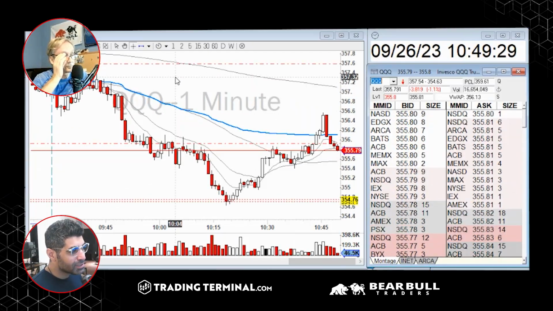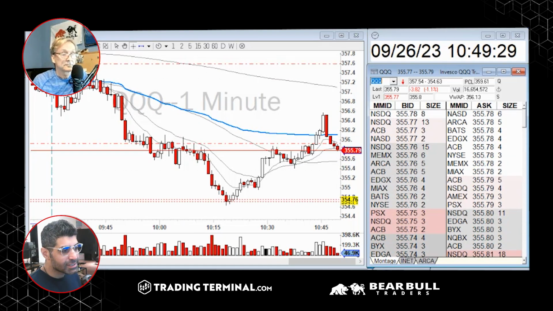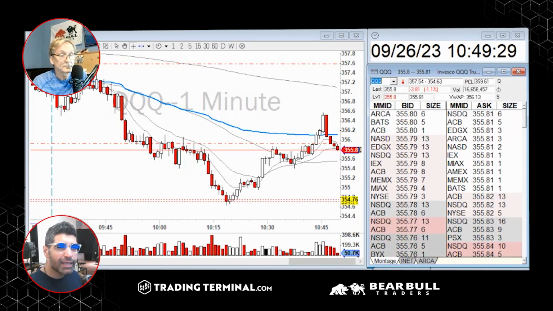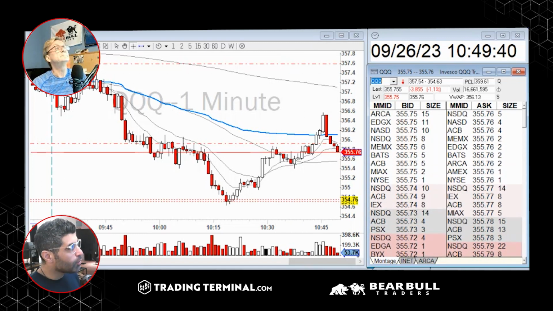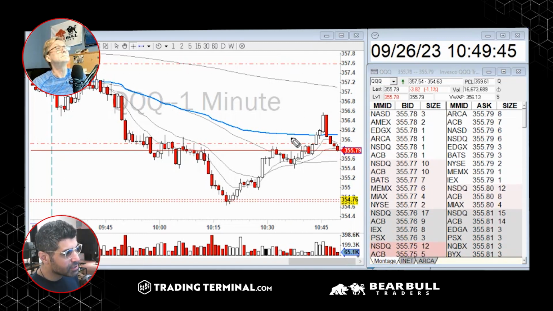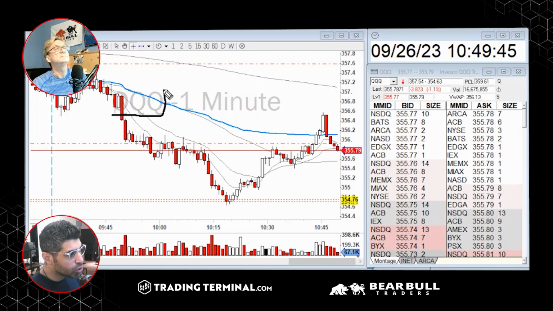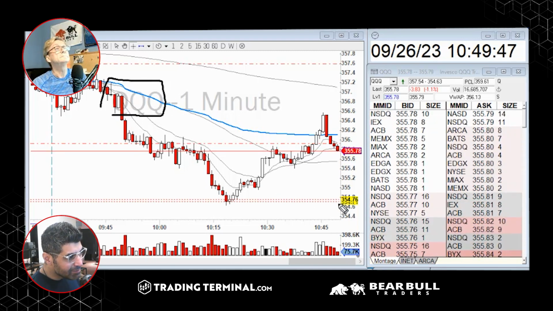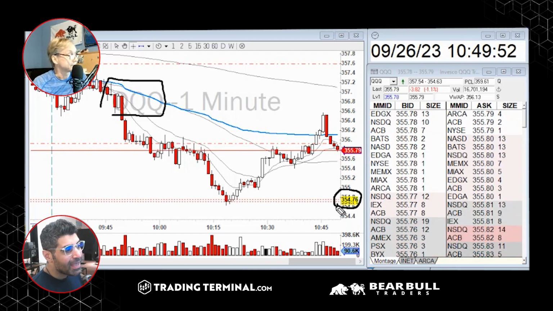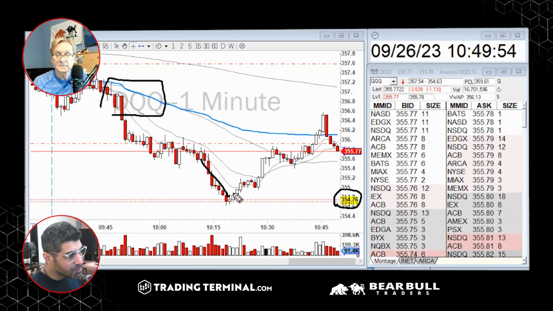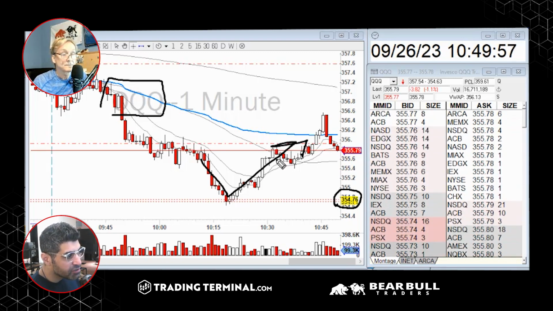QQQ is down now 1%, and the SPY 1%, Dow Jones 1%, and surprisingly IWM, which is a small cap, so not selling off that much. I want you to look at this chart, which is for QQQ. There is a level that we found at 354.76. And market did a really nice bounce from it. It's pretty much a V reversal.